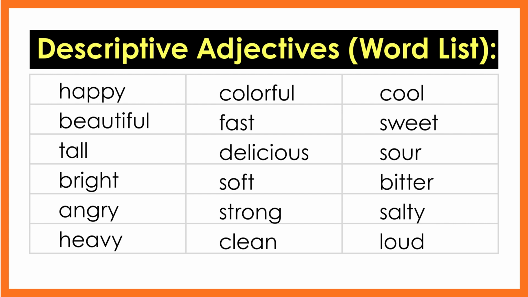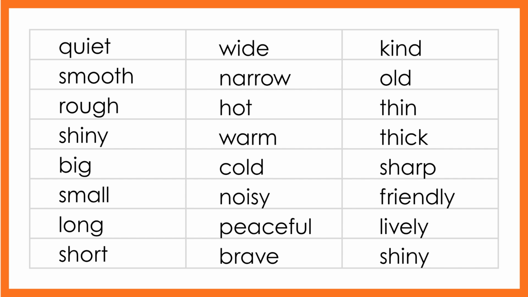Below is a list of descriptive or qualitative adjectives. Happy, beautiful, tall, bright, angry, heavy, colorful, fast, delicious, soft, strong, clean, cool, sweet, sour, bitter, salty, loud, quiet, smooth, rough, shiny, big, small, long, short, wide, narrow, hot, warm, cold, noisy, peaceful, brave, kind, old, thin, thick, sharp, friendly, lively, shiny.